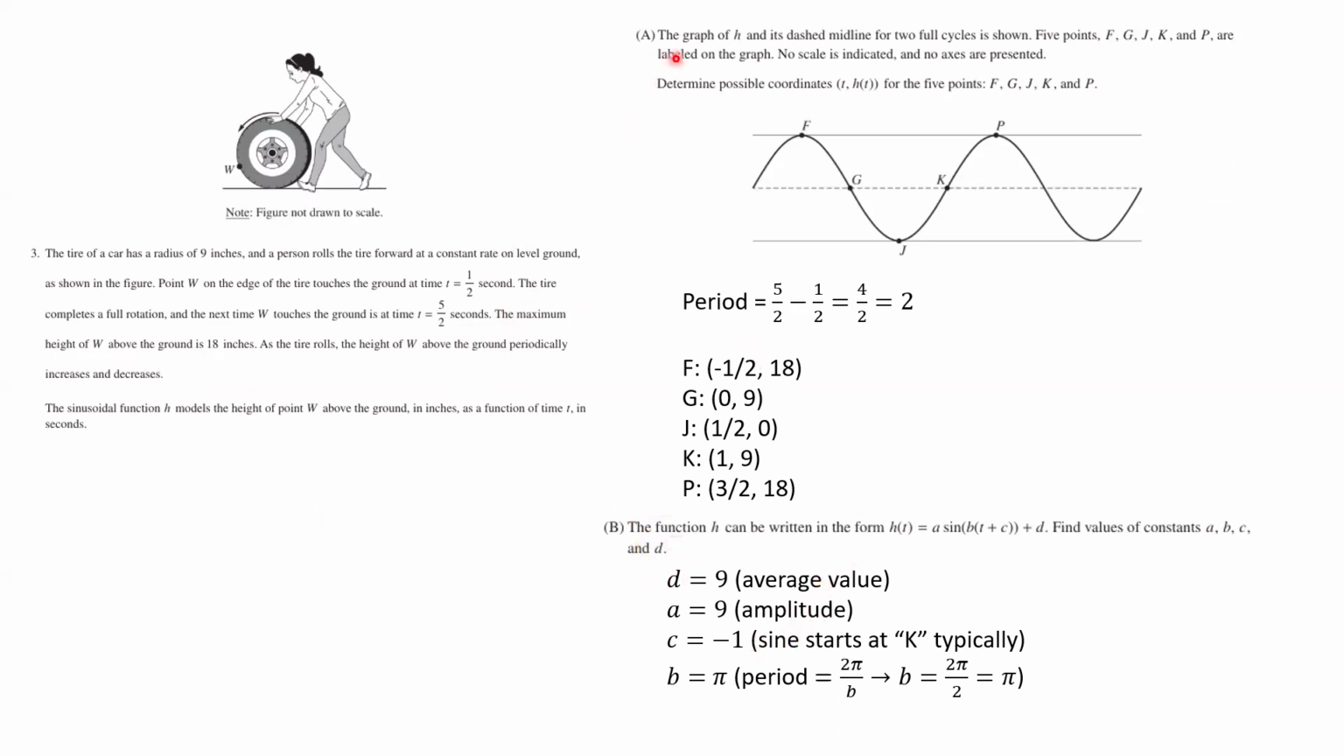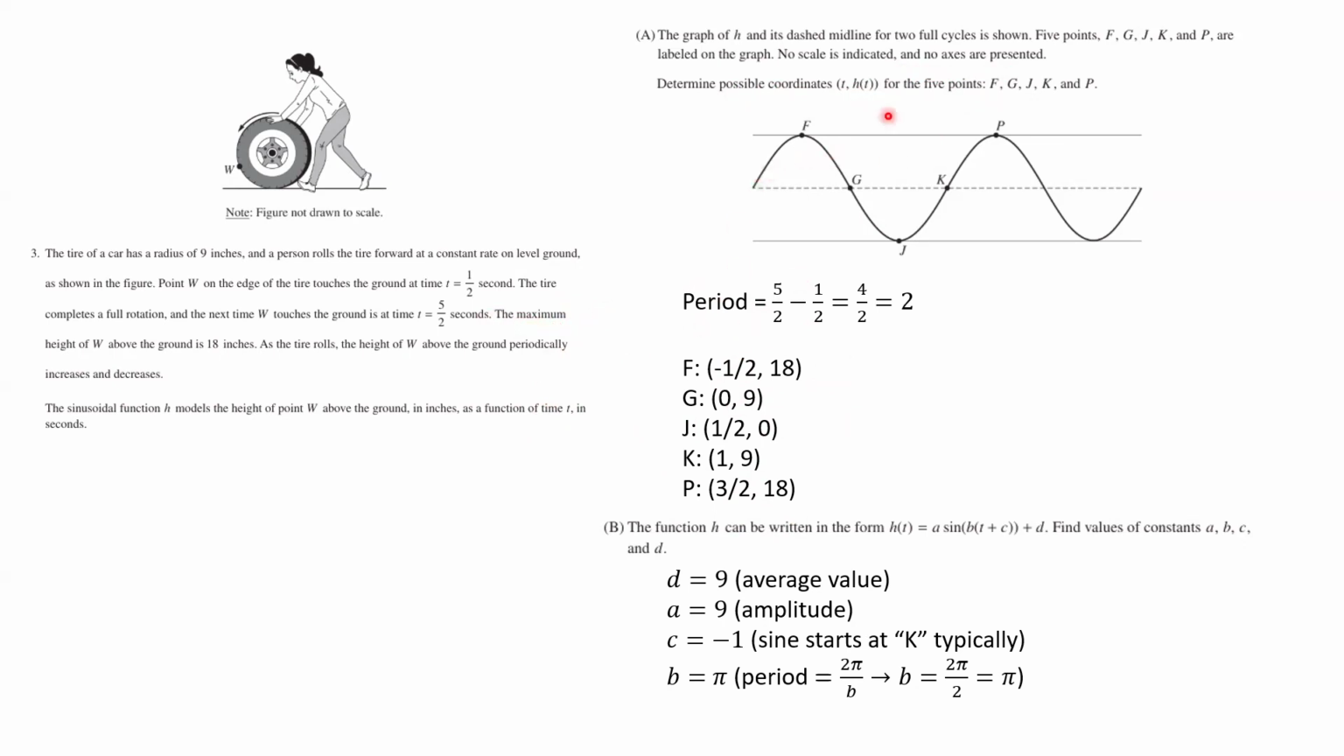Part A says the graph of h and its dashed midline for 2 full cycles is shown. 5 points F, G, J, K, and P are labeled on the graph. No scale is indicated and no axes are presented. Determine possible coordinates (t, h(t)) for the 5 points. So how did I get these points is the grand question. The $1,000,000 question in this problem.